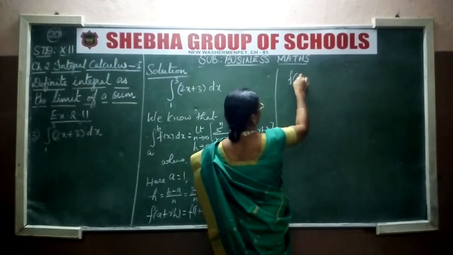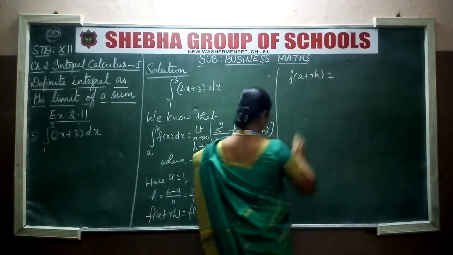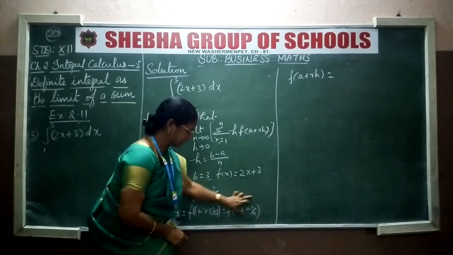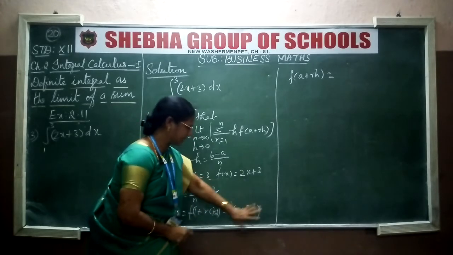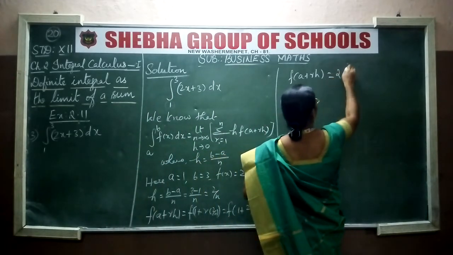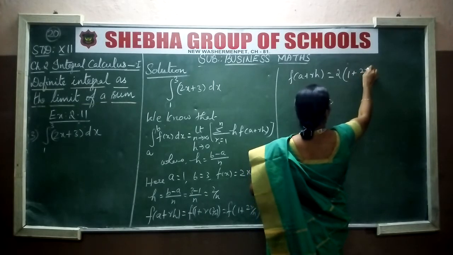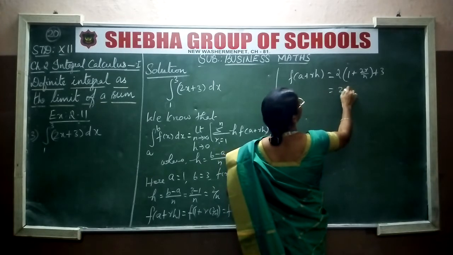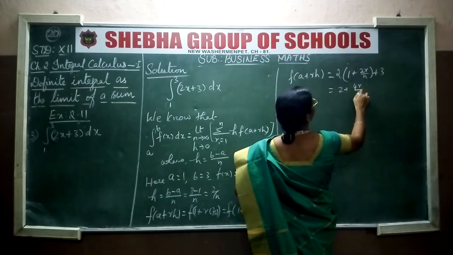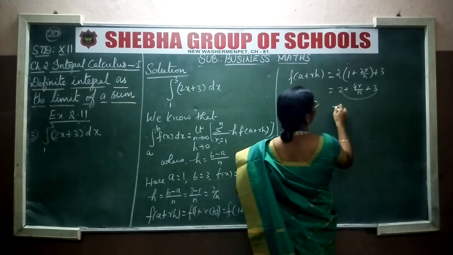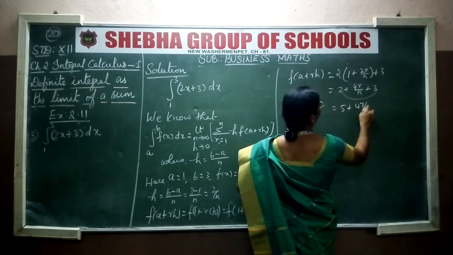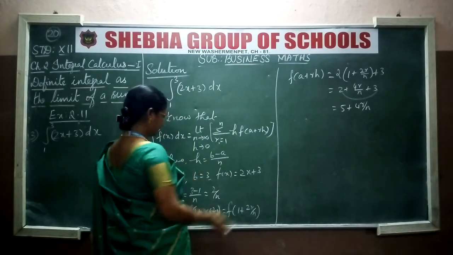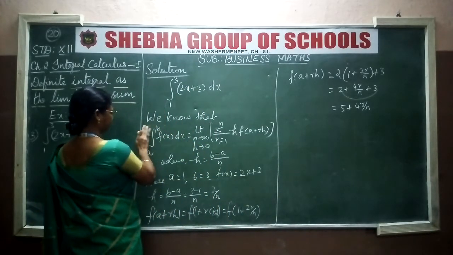So f of a plus rh becomes, since f of x is 2x plus 3, we treat this as x. So 2 into this plus 3, that is 2 into 1 plus 2r by n, plus 3. Multiplying we get 2 plus 4r by n plus 3. Adding these two we get 5 plus 4r by n. This is our f of a plus rh. Substituting all the values in this formula.